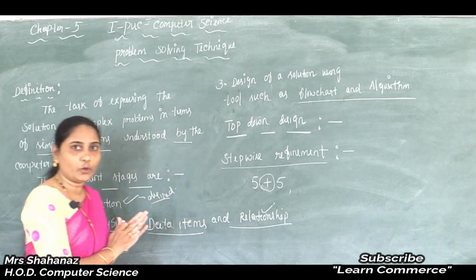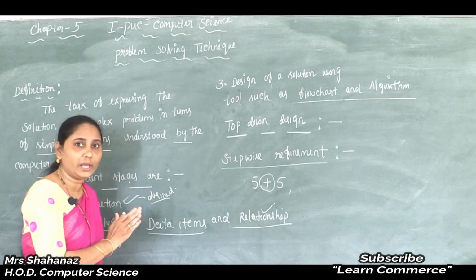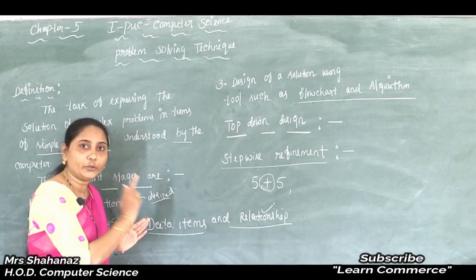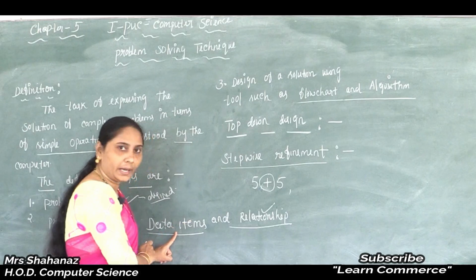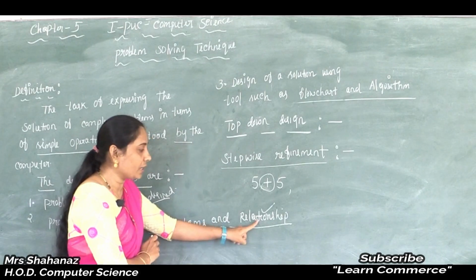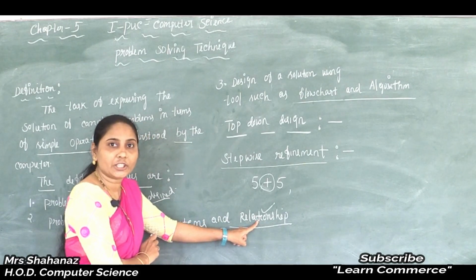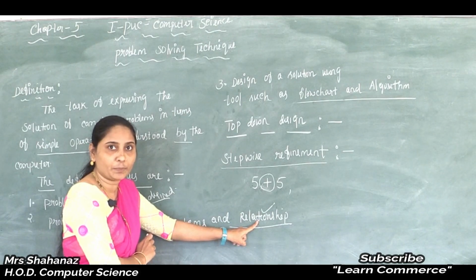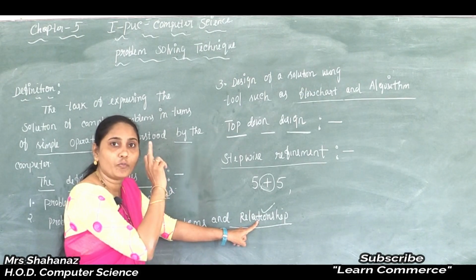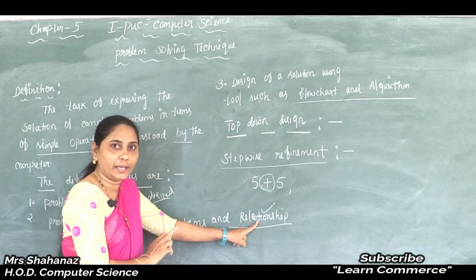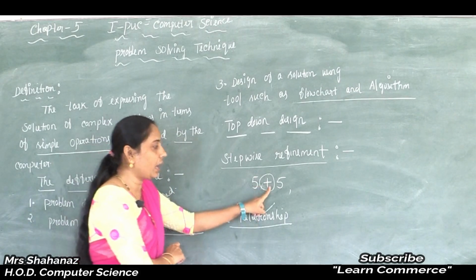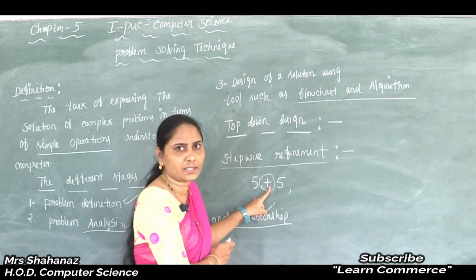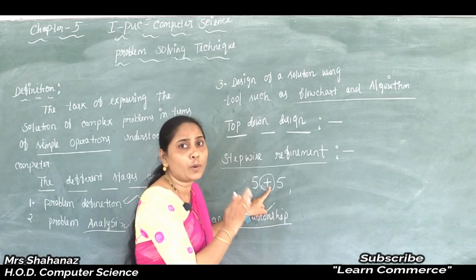So when you go to solve the problem, what is your first point? First of all, we need to determine the data items. Clear this point here? And also we need to know the relationship between the data items, how to create the relationship from one variable or from one data item to another data item here. And also the user who is going to solve the problem is called the user or the problem solver here.